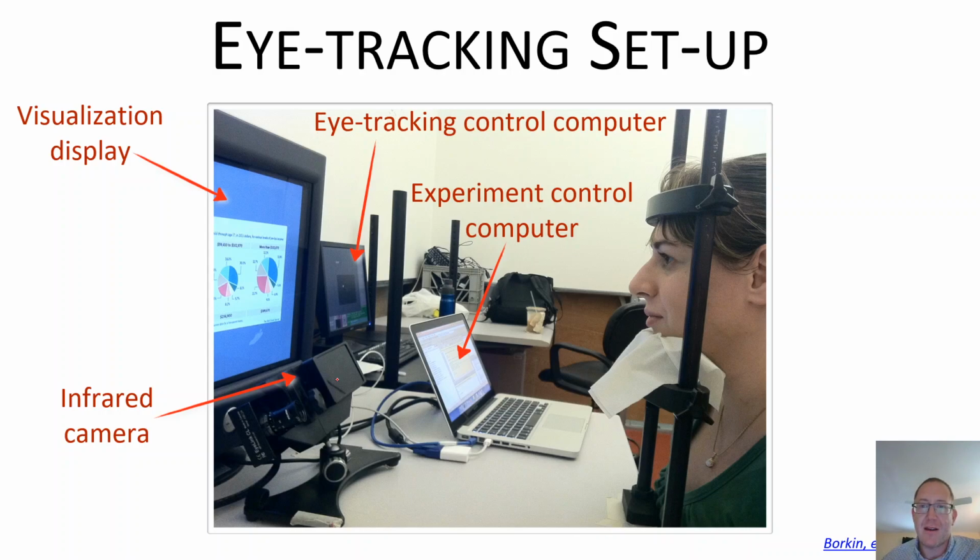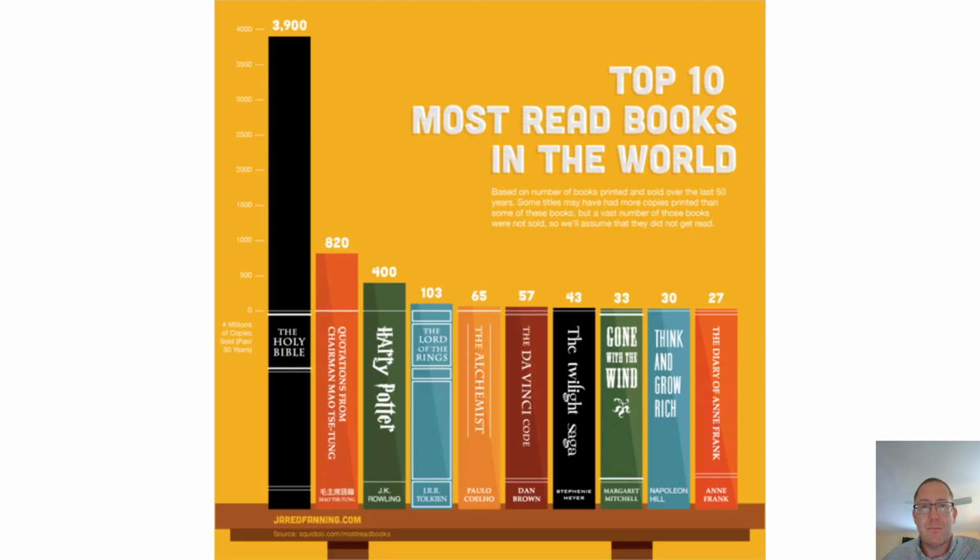She puts her head in there, so her head's not moving around, and the eye tracker is noticing where she's looking. It knows where the screen is, knows where her eyes are, and therefore deduces where she's looking based off of where her eyes are pointing. All right, this is how it works.